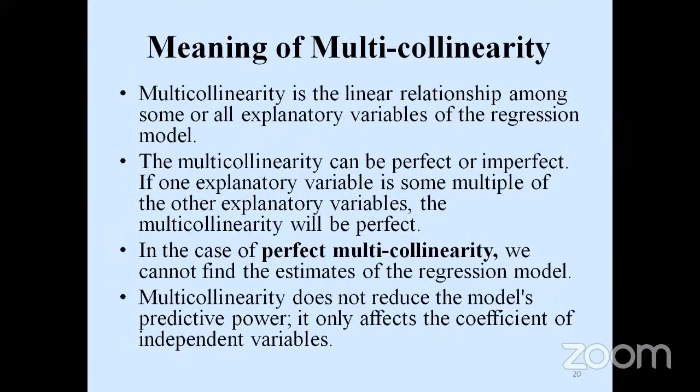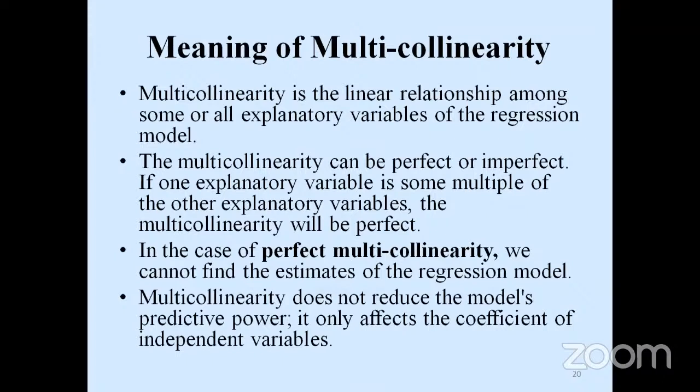Next, we need to understand the meaning of multicollinearity. Multicollinearity is a linear relationship among some or all explanatory variables of the regression model. Multicollinearity can be perfect or imperfect. I will read this statement again. If one explanatory variable is some multiple of other explanatory variables, the multicollinearity will be perfect.